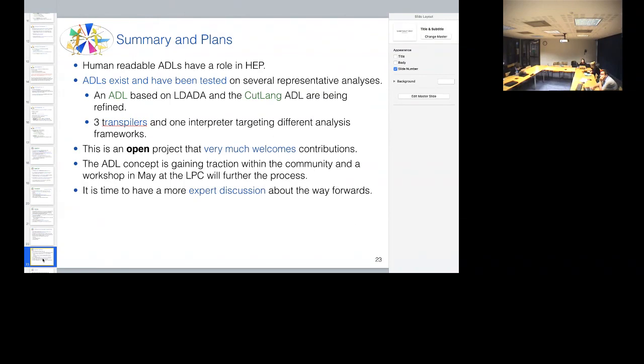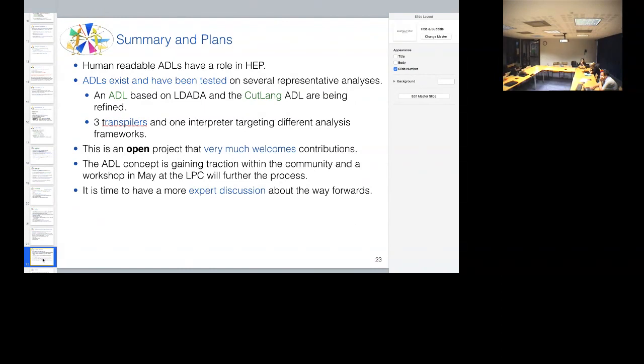Now, what is incredibly important to us is that this is an open project, and therefore we are very, very much eager to have people come in, critique things, make suggestions, help to basically build something that actually will be used by people. So this is very, very important.